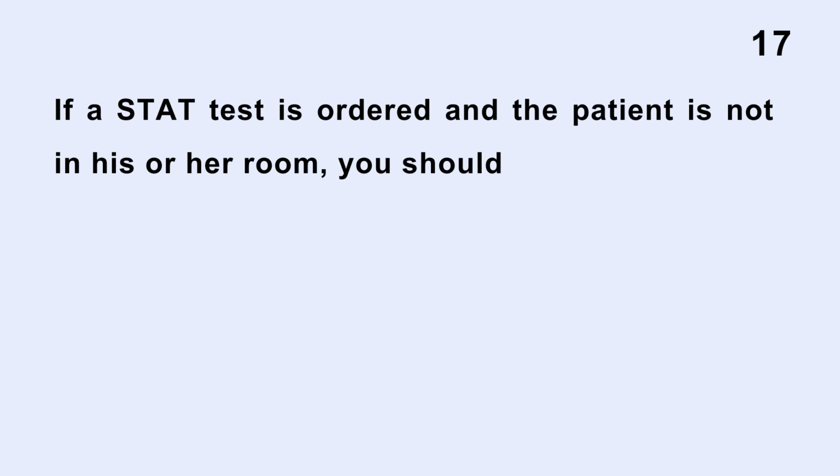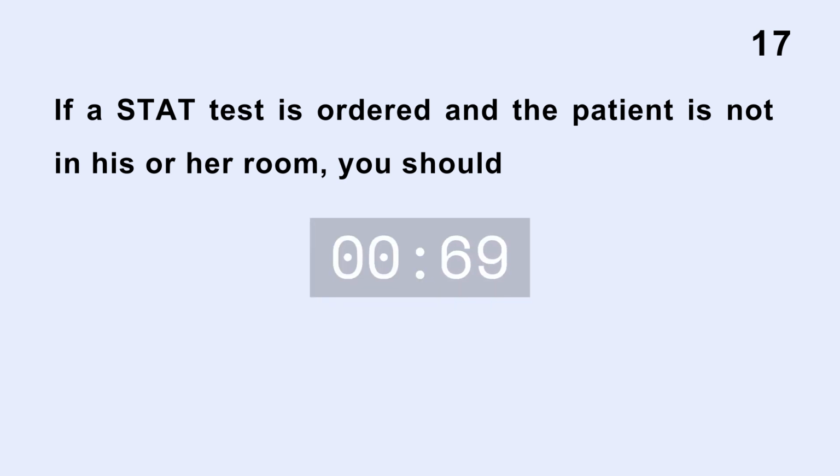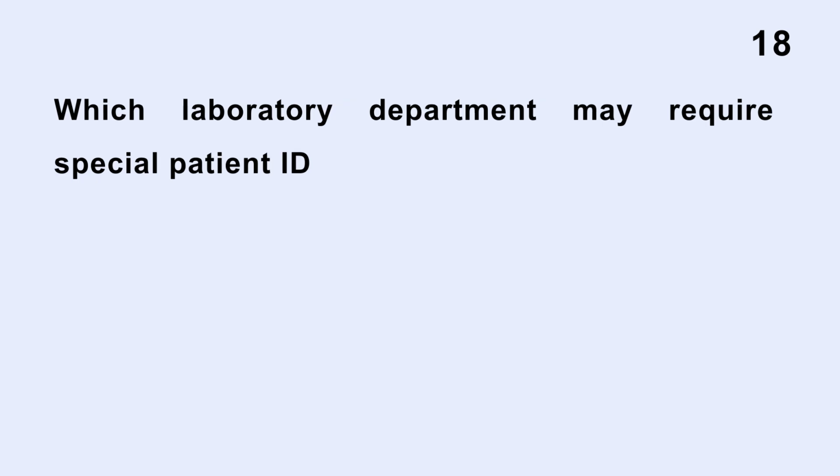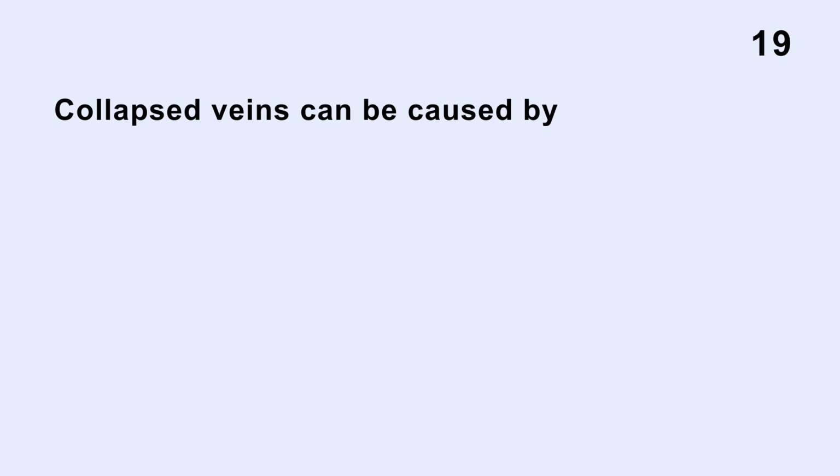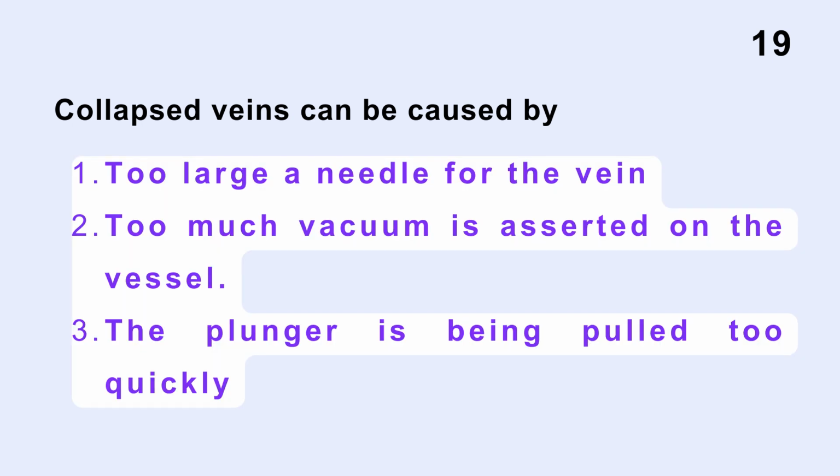Number 17. If a stat test is ordered and the patient is not in his or her room, you should locate the patient. Number 18. Which laboratory department may require special patient ID? Blood bank. Number 19. Collapsed veins can be caused by: 1. Too large a needle for the vein. 2. Too much vacuum is exerted on the vessel. 3. The plunger is being pulled too quickly.